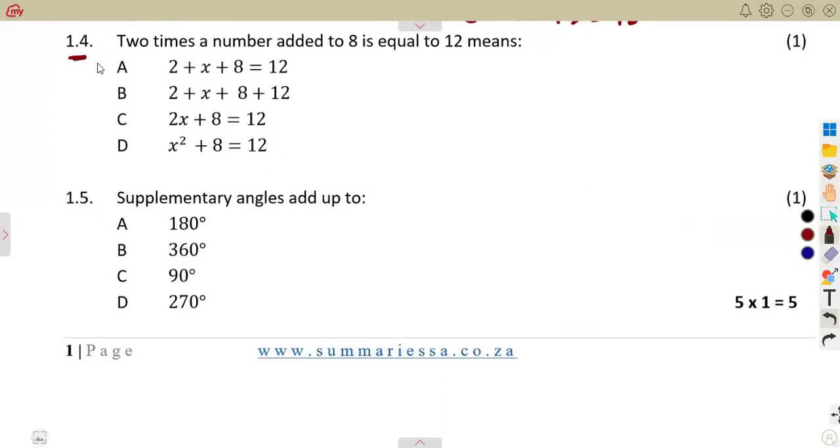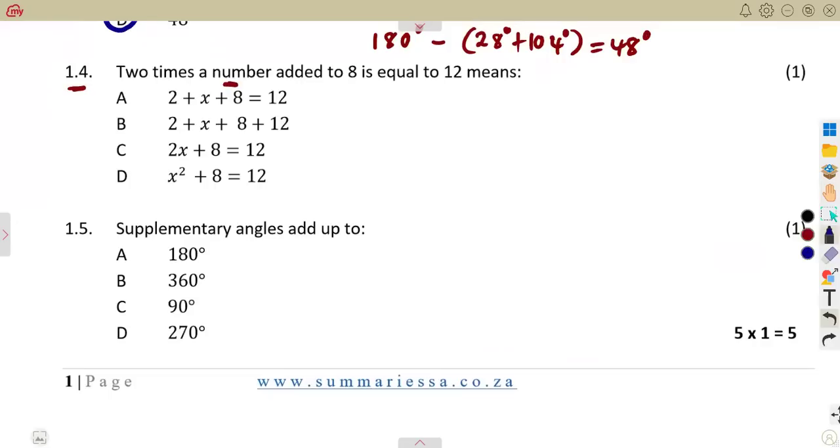On 1.4, 2 times a number added to 8 equals 12 means, okay, 2 times a number. We do not know that number. So let that number be x. You check how they are given there. Are they given in terms of y, in terms of x, in terms of m? These ones are given in terms of x. So let that number be x.